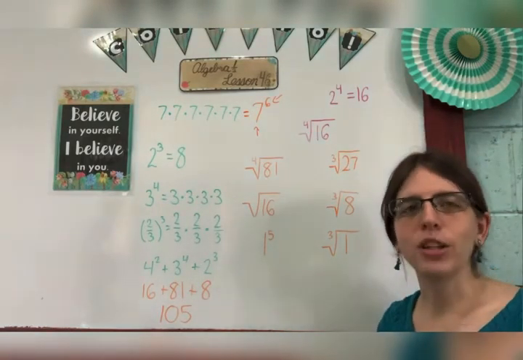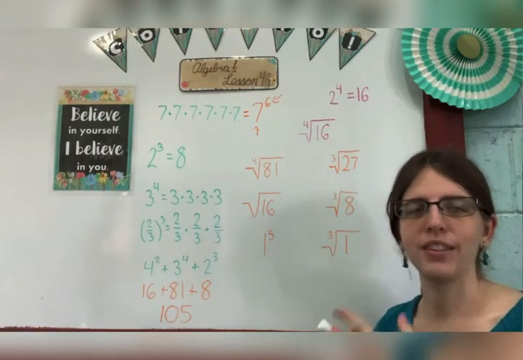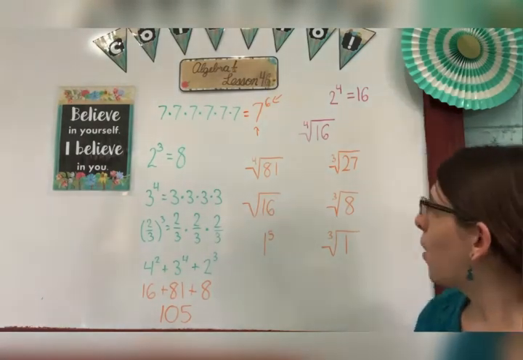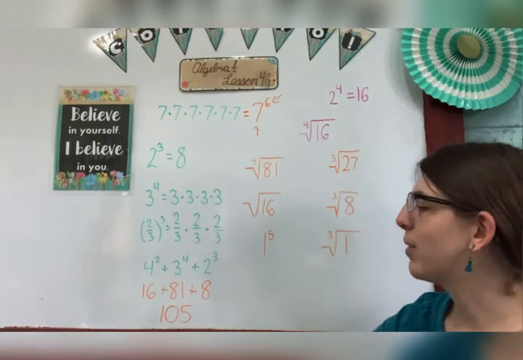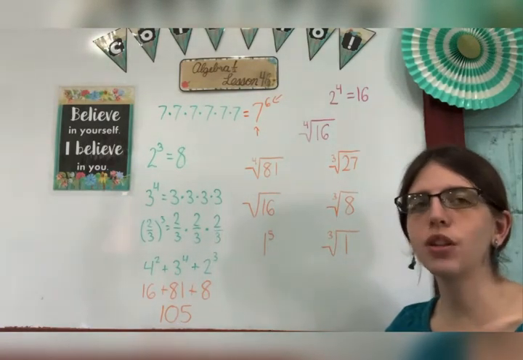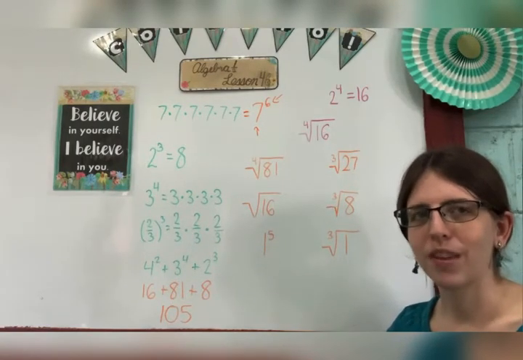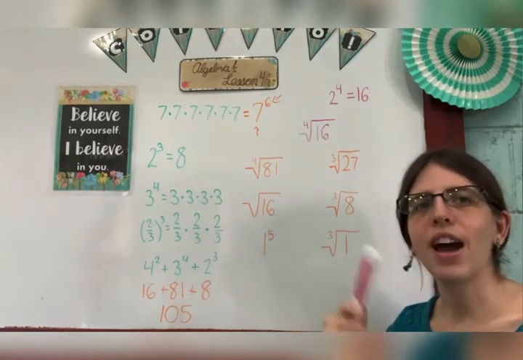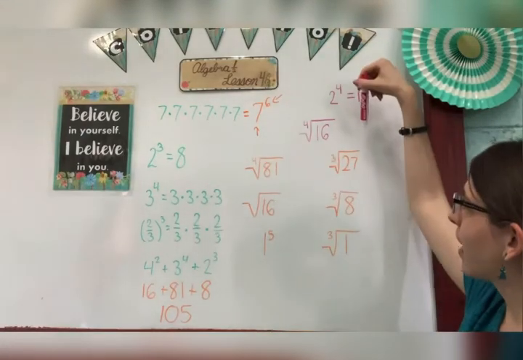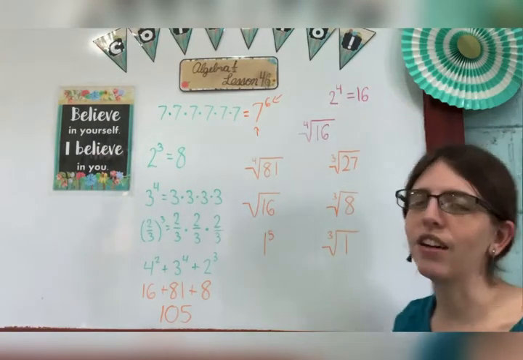Okay, so that's how you work with exponents. Now, just like multiplication has an opposite, division, and addition has an opposite, subtraction, exponents have an opposite. So for example, I have 2 to the 4th power, 2 times 2 times 2 times 2. I know that equals 16, but if I wanted to go in the opposite direction, this is what I would write: what is the 4th root of 16?